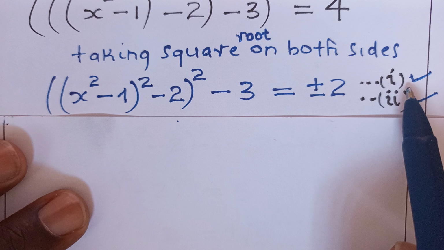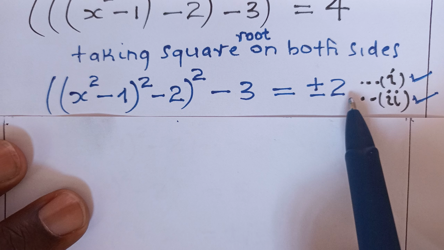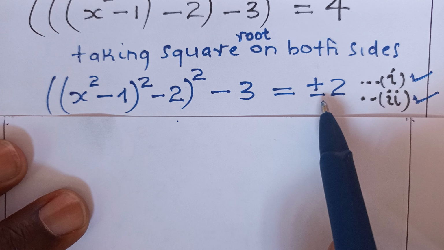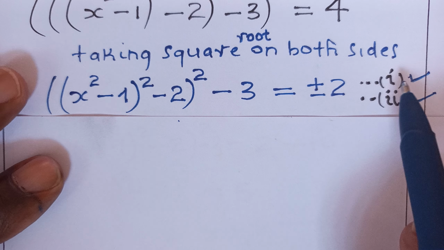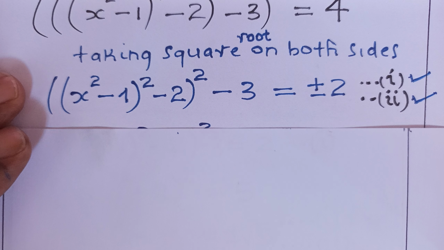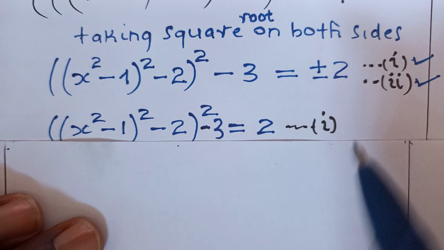You can make an equation with plus 2 and another equation with negative 2. This remains the same. One of the equations is plus 2, the other equation is negative 2. And so we have two equations. I do the first one first. This one now contains 2.